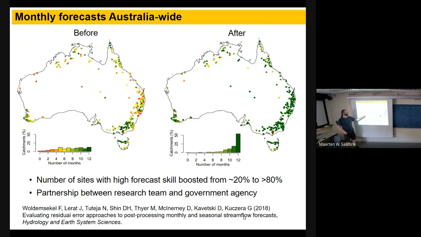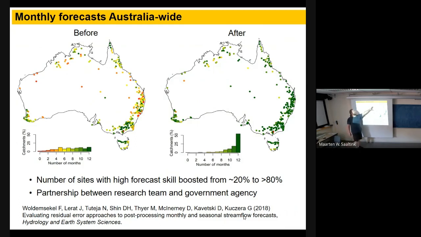So basically, green are catchments where the system is doing well, red is where the system is doing worse than the climatology. So you're better off just looking at the historical record, which already gives you better performance than the model. So red stuff is not good.